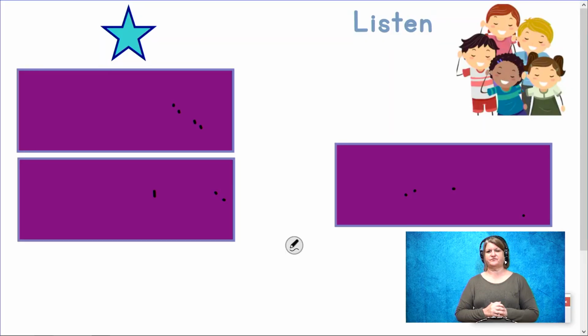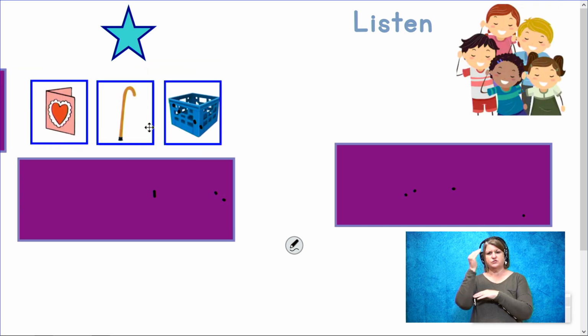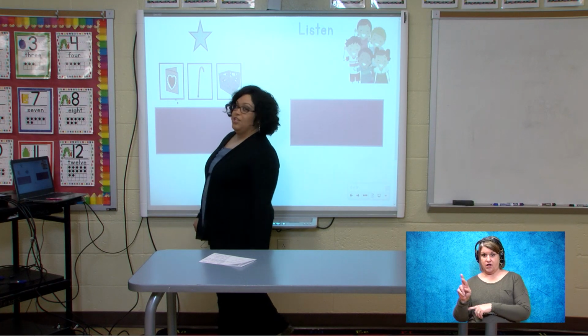All right, I want you to listen to the sound you hear at the end of star. What do you hear at the end of star? That's right, you hear the sound R. I'm going to show you some pictures, and I want you to tell me which word you hear R like in star. Let's look at the first one. We have card, cane, and crate. Which word has R like in star? Did you say card? Good job.